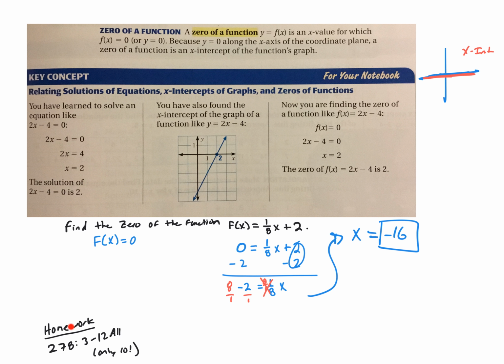If you haven't seen it already, your homework starts on page 278, numbers 3 through 12 all. So you're not skipping, just doing the even ones like we normally do. Today we're going to do 3 through 12 all. And yes, that is only 10 problems. I hope you don't mind too much. Good luck, guys.